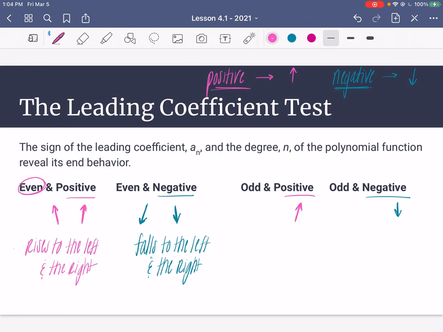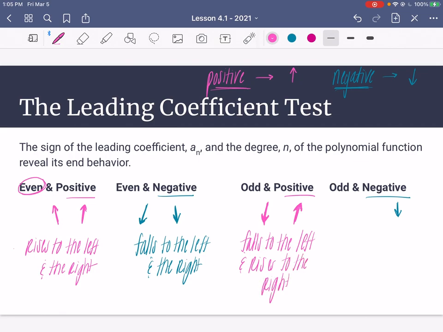Okay, odd and positive. So positive, the right side of the function is going to point up, but odd, meaning the left side is going to point the opposite direction. So this one, if we look at what the left is doing, it falls to the left, but the right side of the function rises. Okay, so falls to the left and rises to the right.